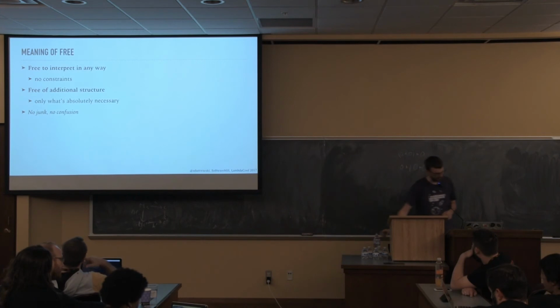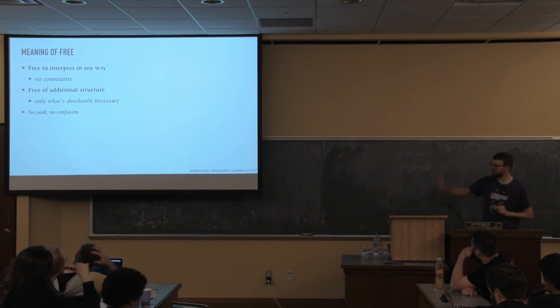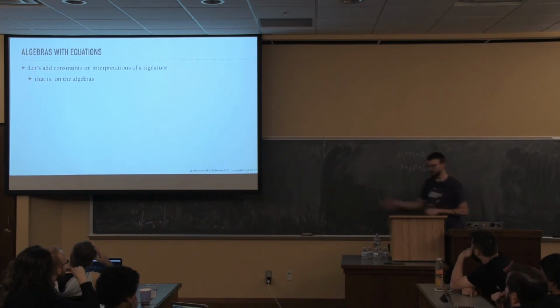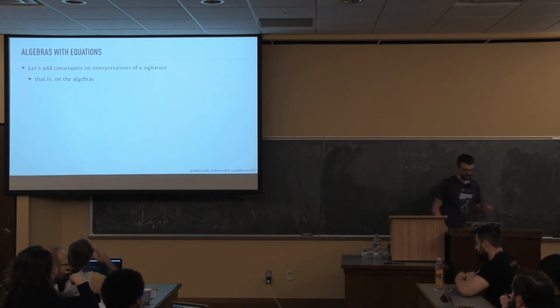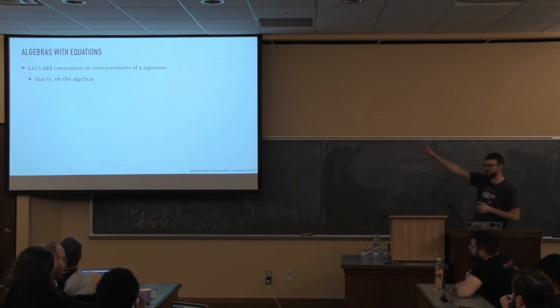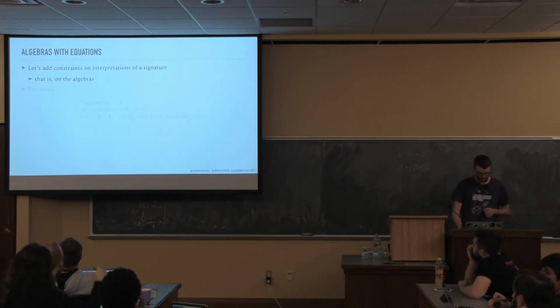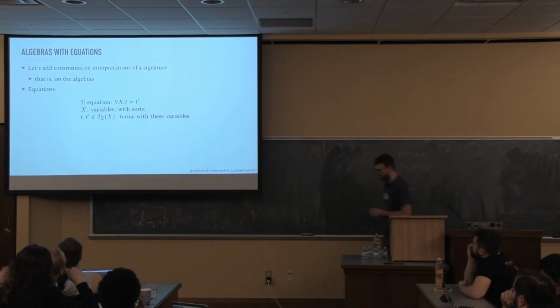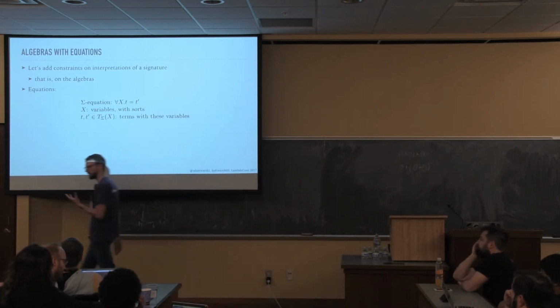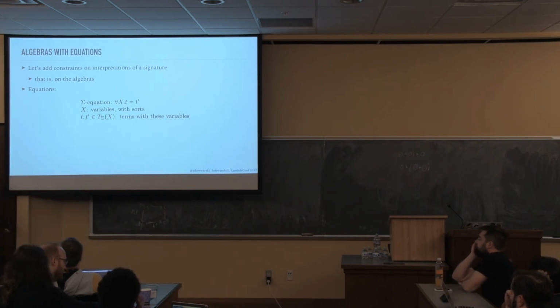And before we get to free monads, a small sidestep. We'll complicate things a bit. We will add some constraints to the interpretations of our signature. So the interpretations are the algebras, right? So we will add equations. Before, we had the signature, but the interpretations were totally unconstrained. They didn't have to meet any conditions. And now we will say that we want our algebras to actually meet some conditions.